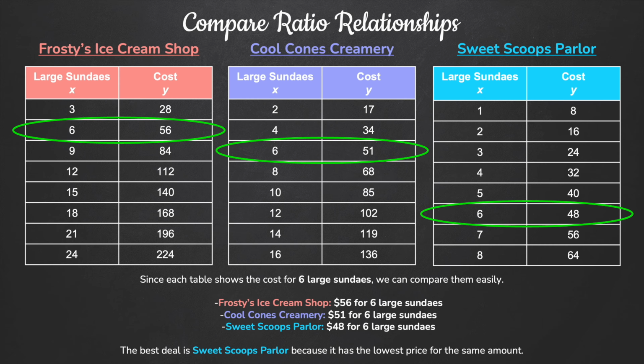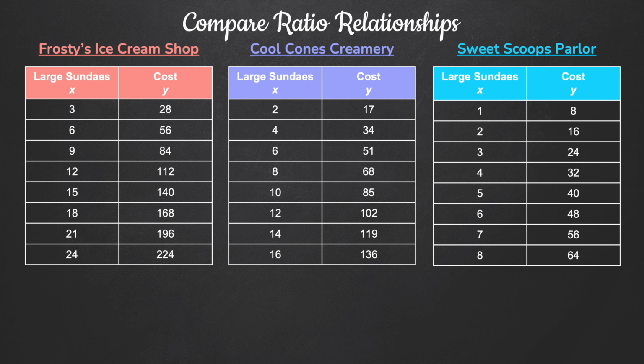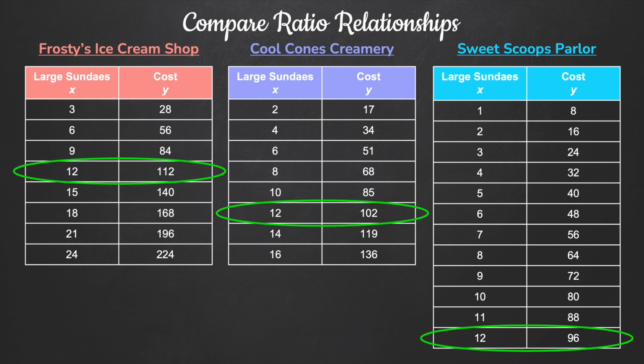On another note, if we take a look at these tables again, 6 isn't the only one that they have in common, because Frosty's Ice Cream Shop and Cool Cones Creamery also have 12 in common. And if we continued our table for Sweet Scoops Parlor, we would eventually get to 12. And so we could use any common multiple to compare the prices, but using the least common multiple is usually easier because we're working with smaller numbers.